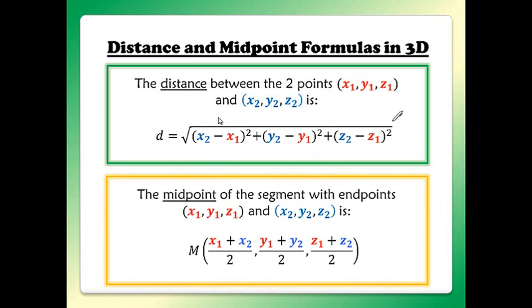Midpoint is similar to the midpoint in 2 dimensions. We add the x coordinates and divide by 2, add the y coordinates and divide by 2, and add the z coordinates and divide by 2 to find the midpoint of the segment with these 2 endpoints.